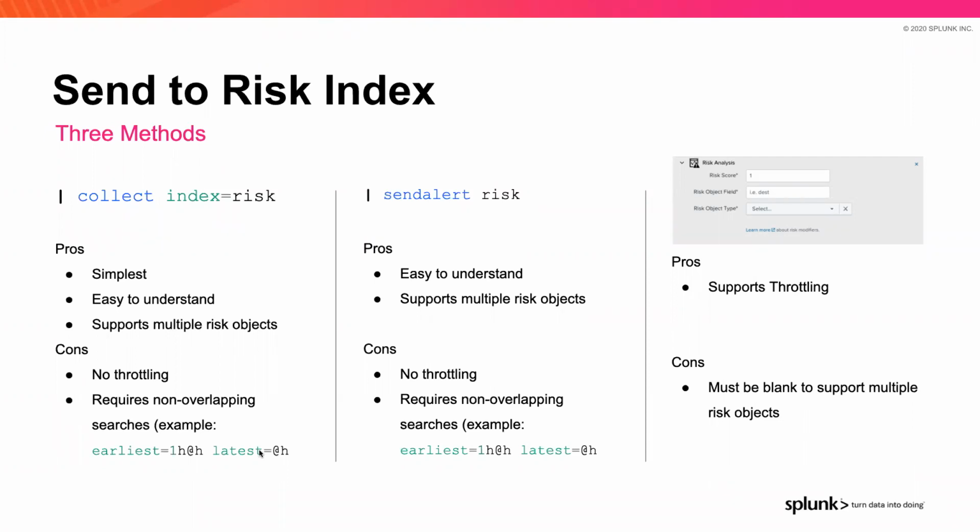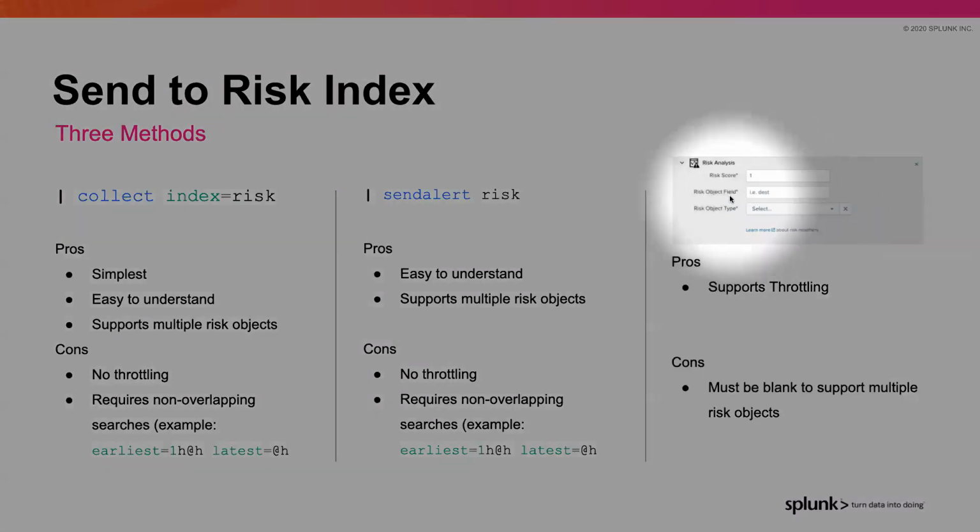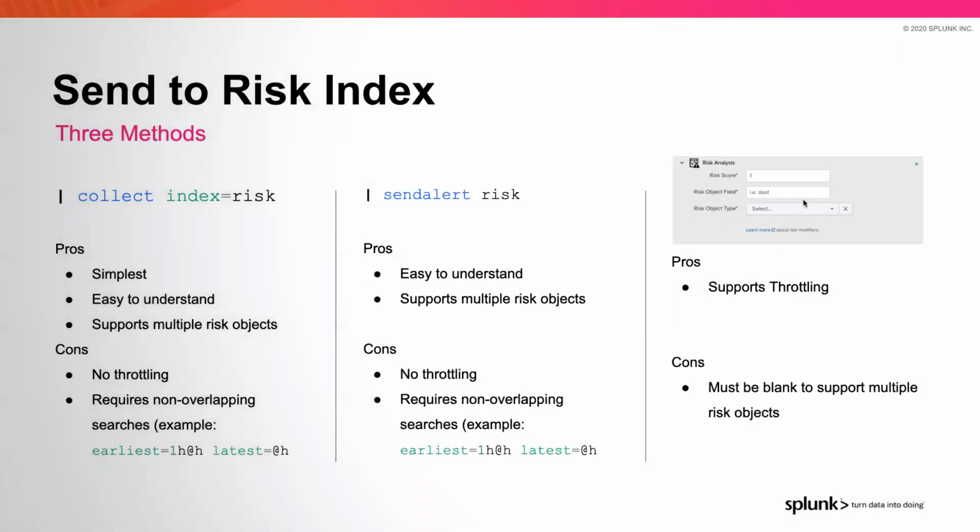The middle column is similar, send alert risk, invoking the send alert command in Splunk, same caveats. The last column might be a better fit for those looking to adopt this system quickly. And that's just basically setting up a blank risk analysis adaptive response action. What this allows you to do is tack it on to your existing correlation searches, and it supports throttling. You don't have to specify any fields in here. Just leave it blank or leave it whatever Splunk says is a required field.